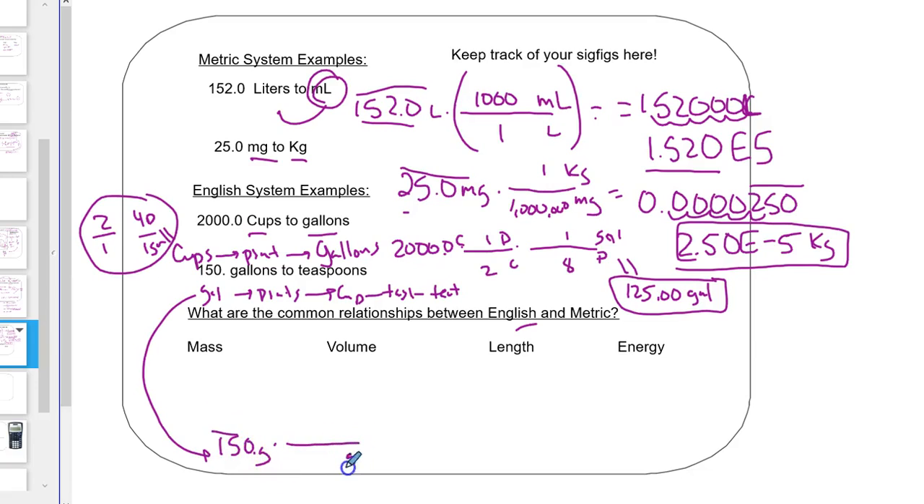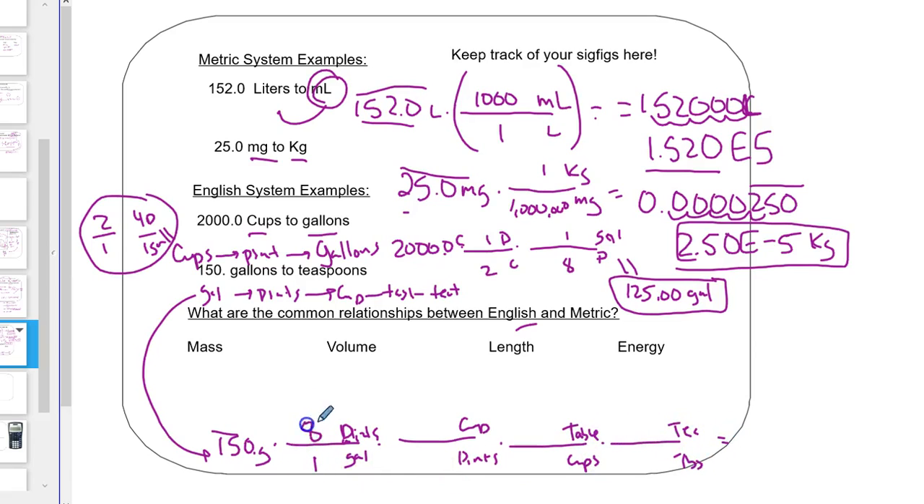Dot line, get rid of gallons. That was weird. Gallons to pints. Get rid of pints and go to cups. Get rid of cups and go to tablespoons. Get rid of tablespoons and go to teaspoons.